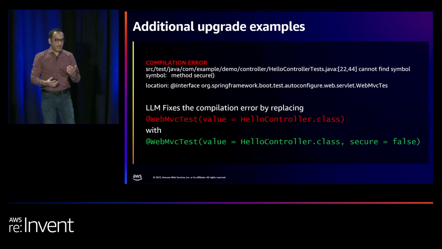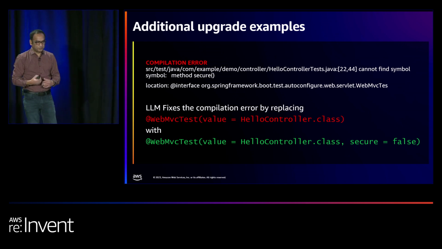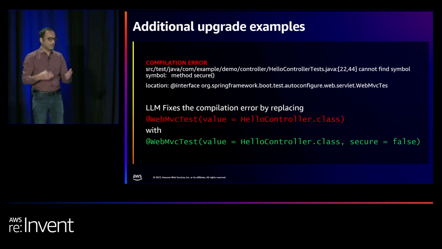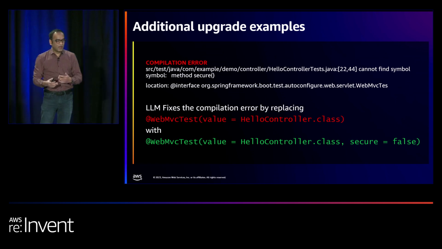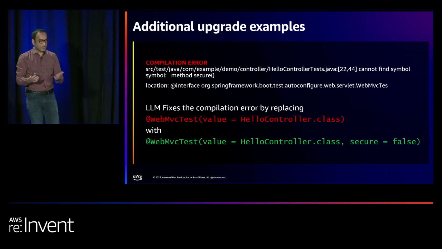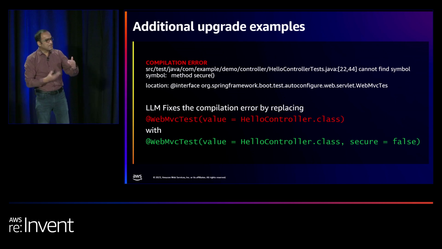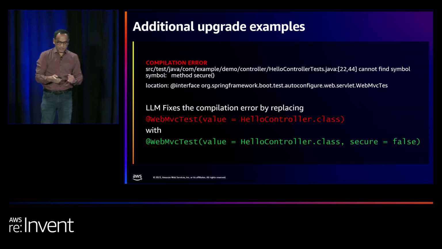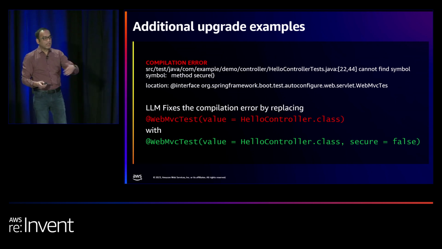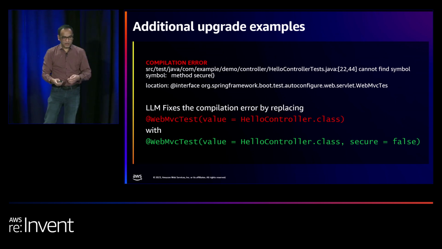So in this example, what it shows is that we applied all the knowledge base, and we ran into a compilation error. And the compilation error was that the compiler could not find the method, the symbol secure. So we passed the knowledge to the LLM, we asked the LLM to fix it, and it comes out with the corrected code where it adds this secure equals false, and we can move forward with the upgrade. At that point, we are able to successfully finish the upgrade. We may have had to fix other errors too.